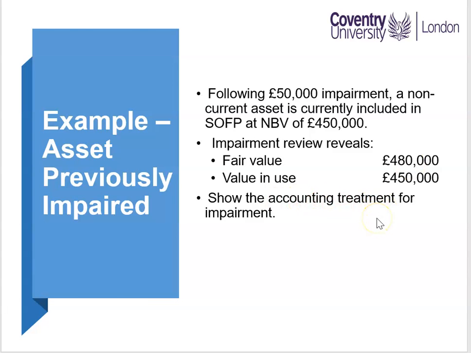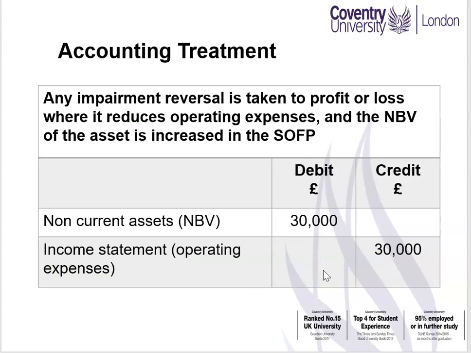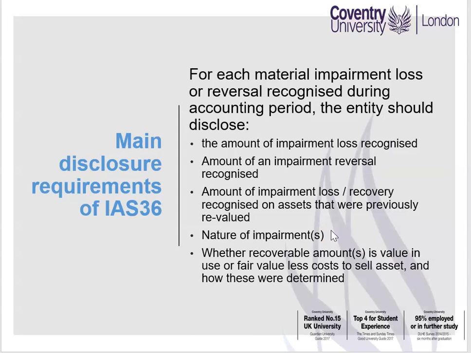So, to show the accounting treatment for the impairment reversal: the fair value is now 480, which now becomes the recoverable amount. The recoverable amount is 480, the net value is 450, so the impairment reversal is 30. In this case, we basically credit the profit or loss account with 30 and debit the non-current asset with 30 to increase it. So you debit non-current asset 30 and credit income statement with 30. And that concludes the impairment exercise.